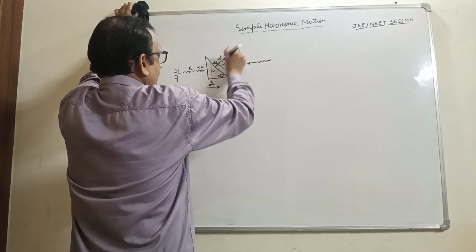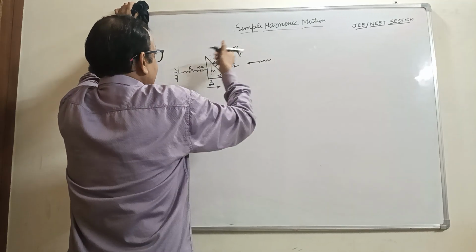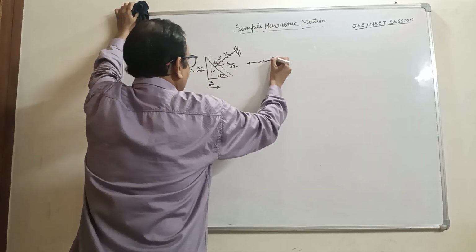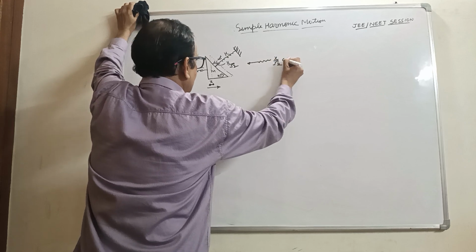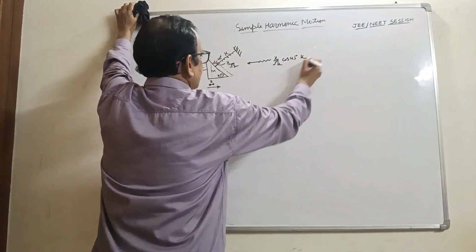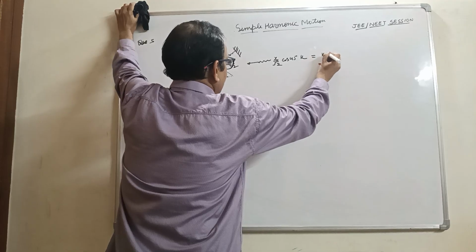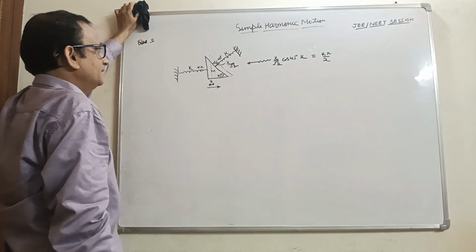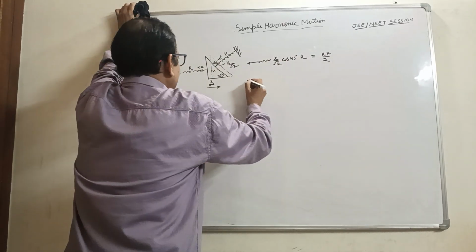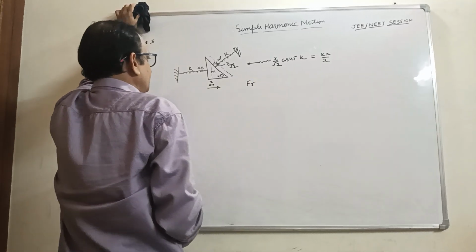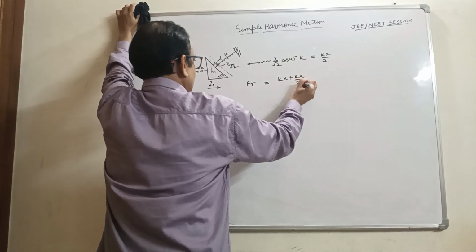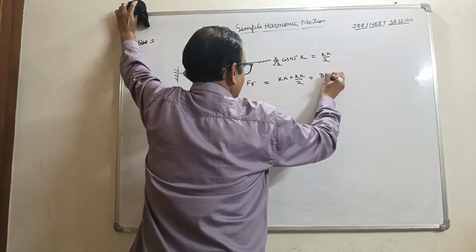This force is not horizontal, so we have to take the component of this distance. The component of this distance would be x by root 2 cos 45, and the spring constant is k, so the force becomes kx by 2. This force and this force are in the same direction, and displacement in this direction. So restoring force would be kx plus kx by 2, and this becomes 3kx by 2.